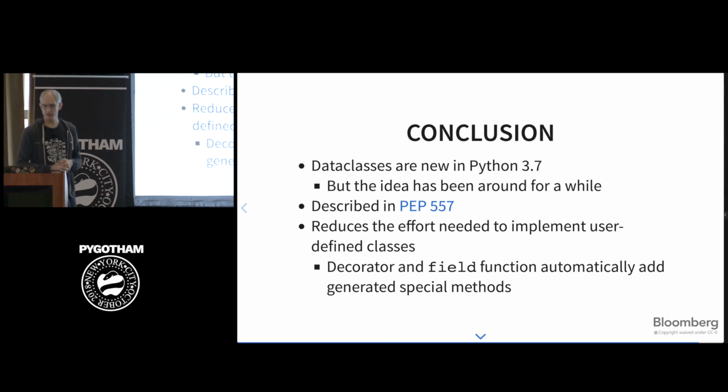So in conclusion, data classes are new in Python 3.7, but the idea has been around for a while. Data classes as they exist in Python 3.7 were described in PEP 557. And the bottom line is they reduce the effort needed to implement user-defined classes. And the decorator and the field function automatically add these special methods, or the dunder methods, for you.